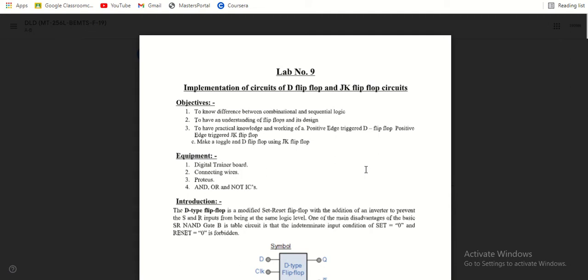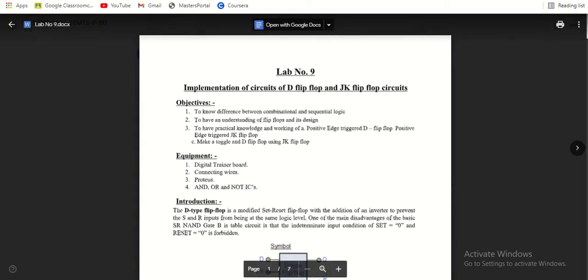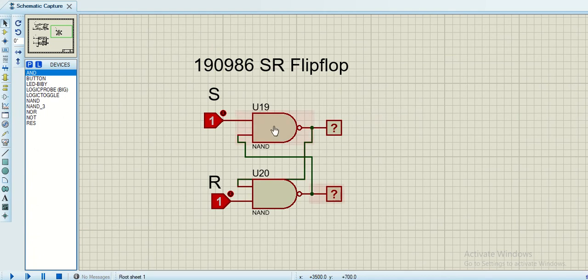In this video I will implement different flip-flop circuits. So starting from the most basic one, here is a basic SR flip-flop. It has been made using two NAND gates. Here you can see this is a basic SR flip-flop.